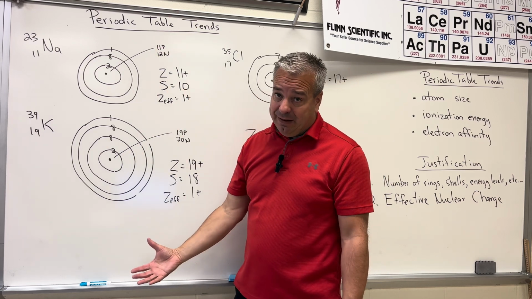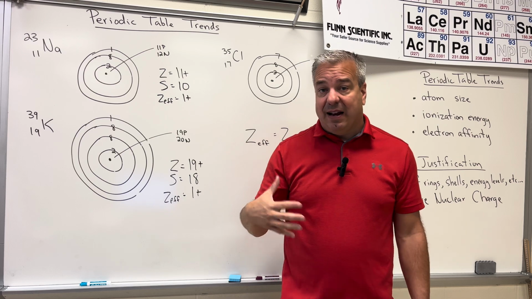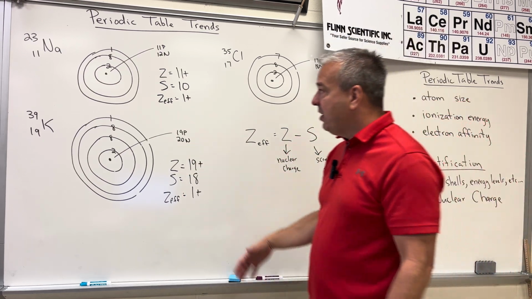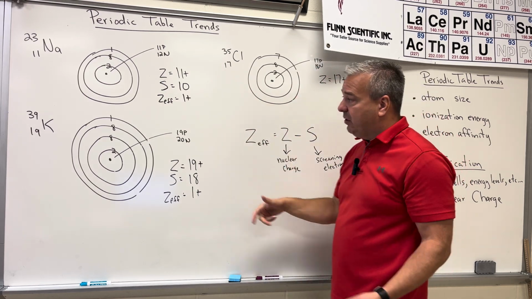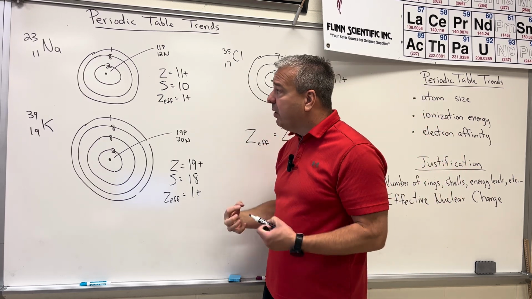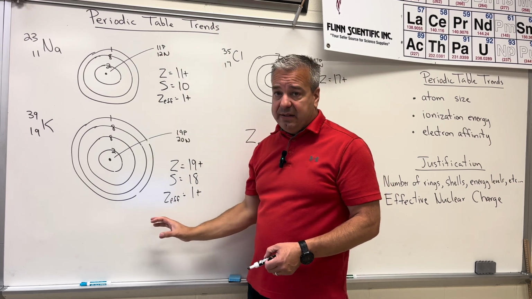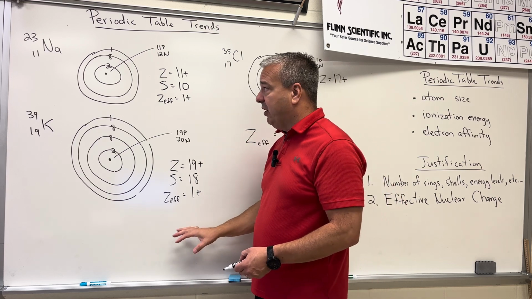They're in the same column on the periodic table. Everything in the same column is going to have approximately the same effective nuclear charge. And there's a lot of different formulas that you can use. This is kind of like a basic one. So for all intents and purposes for what we're doing, it is going to be the same. Okay, so everything in column 1 is going to have a 1 plus as far as its effective nuclear charge.